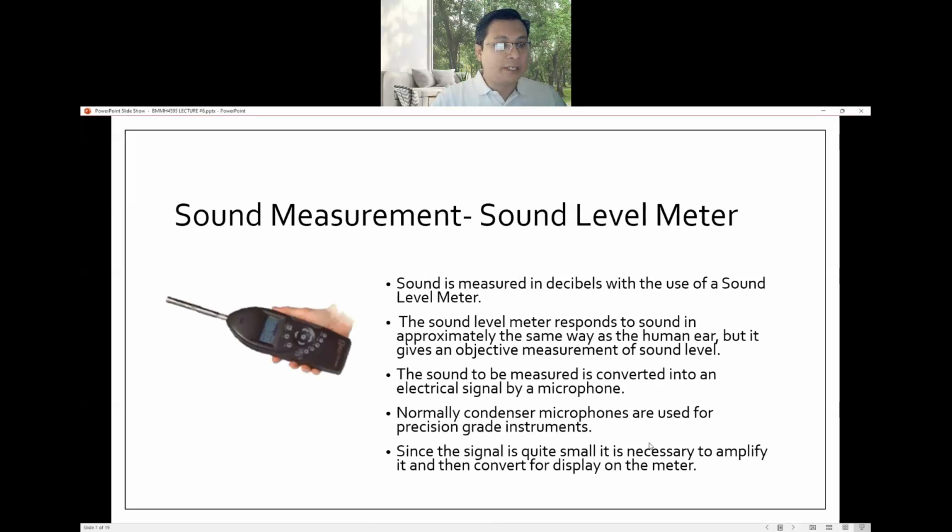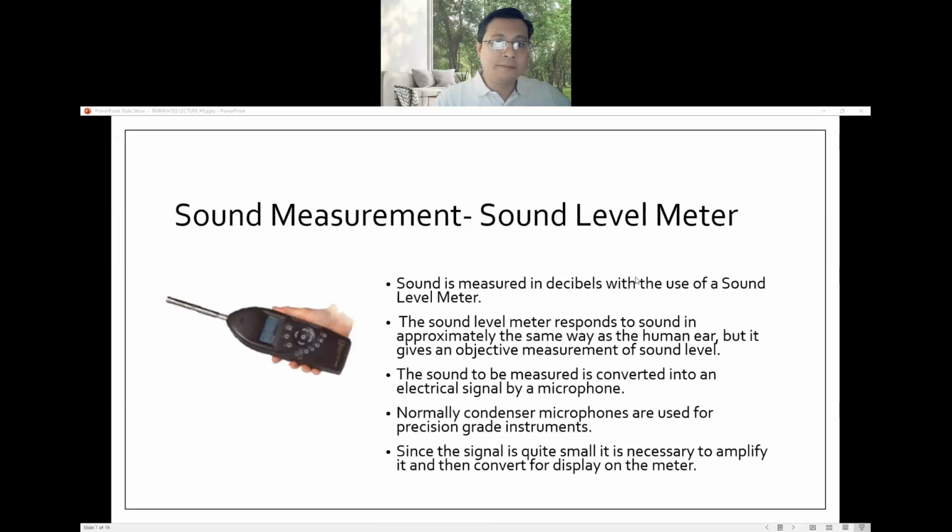Okay, this one is one of our instruments for measurement activities: sound measurement, the sound level meter. Maybe after we construct the HVAC system or the building is already done, we go for the last activities before we hand over to the owner of the building, and then we collect the data for the sound measurement. So sound is measured in decibels with the use of the sound level meter. This is one example of sound measurement.